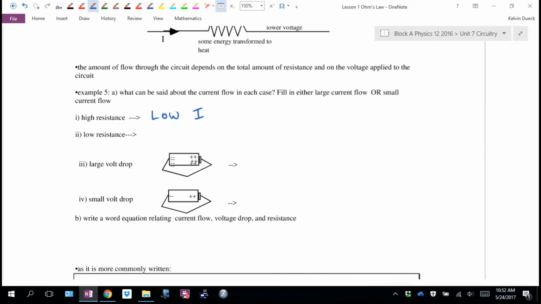What if you have a low resistance? What if you have a really, really wide hallway? What if you had a large voltage drop? So now let's go back to my ski hill analogy. What if you had a really big hill? Is that more popular or less popular? What about the bunny hill, a small voltage drop?